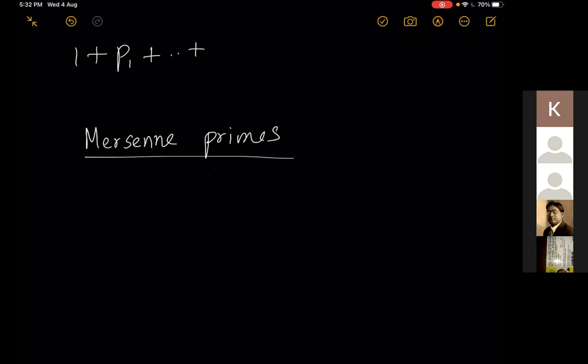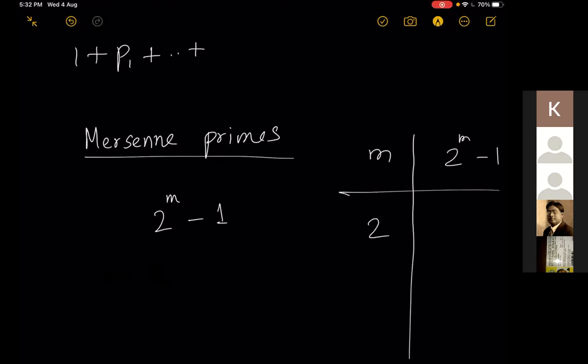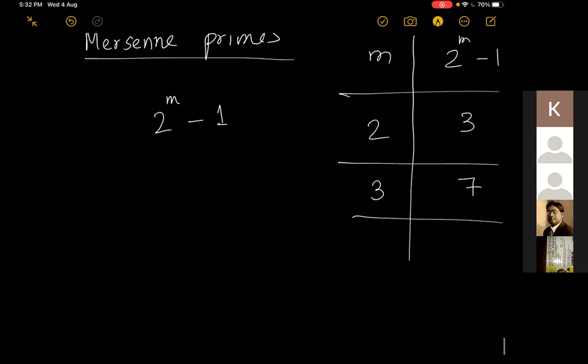So there is this mathematician called Mersenne. He said that you can find many primes like this. Can you give me some examples? Wait, let me just make a table. Here are m values, here 2 to the power m minus 1 values. When m is 2, what is this? 3. When m is 3, what is this? 7. Then for m equal to 4, 15. 15 is not a prime, so this case we are ignoring.